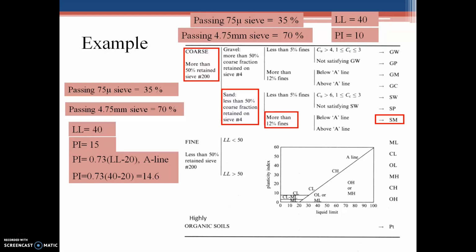Now, the plasticity index value is changed a bit. Instead of 15%, the plasticity index is taken as 10. So, in this case, the plasticity index for A line is 14.6, meaning the soil will lie below the A line. So, from the calculation, we come to know that it is below A line, and the soil can be classified as silty sand with medium compressibility, that is SM. So this is how the classification of soil is done with the help of the Indian soil classification system.